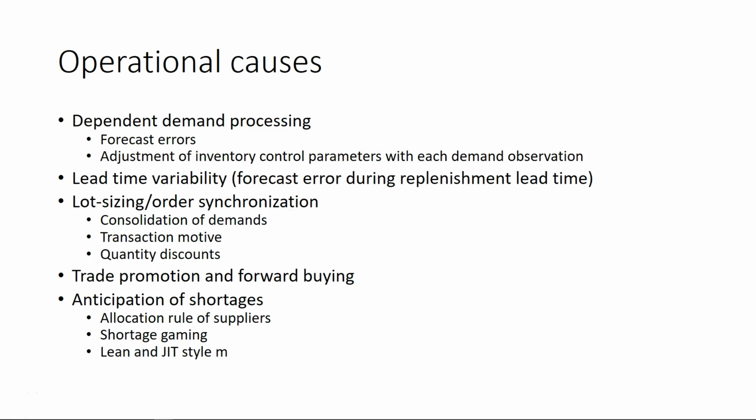There are other more operational causes, that is, depending on the demand processing, for instance, the type of forecast errors that we will have naturally as a consequence of the current technologies available for forecasting, and also the parameters that define how much inventory we should have. We have lead time variability and the errors associated with the lead time variability.